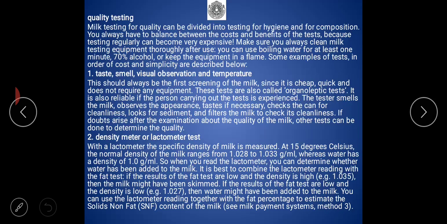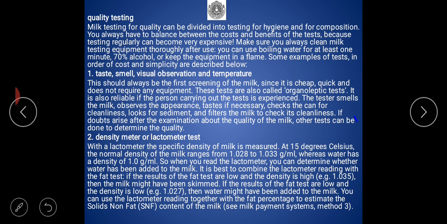When using a lactometer, the specific gravity of milk is measured at 15 degrees Celsius. The normal density of the milk ranges from 1.028 to 1.033 gram per ml, whereas water has a density of 1.0 gram per ml. So when you read the lactometer, you can determine whether water has been added to the milk or not. And it is best to combine the lactometer reading with the fat test.